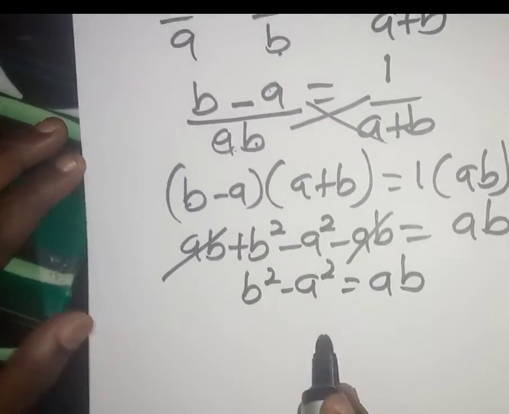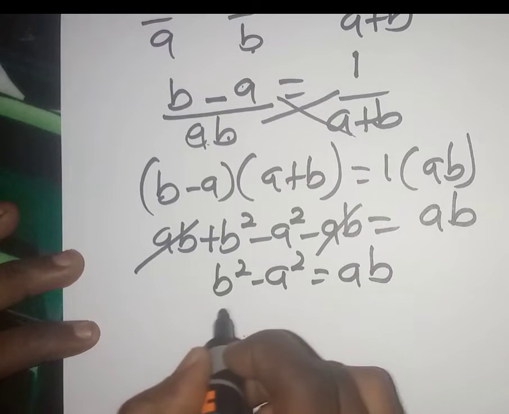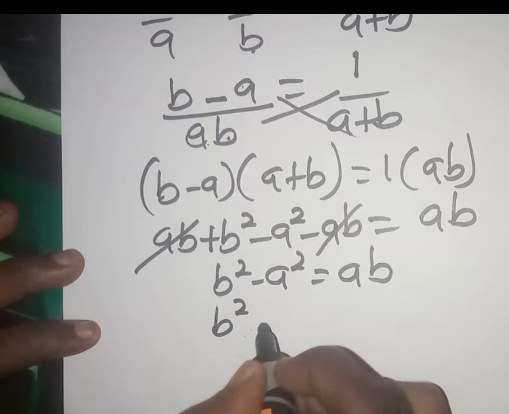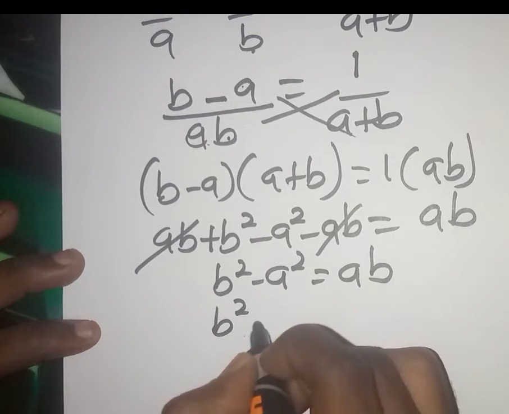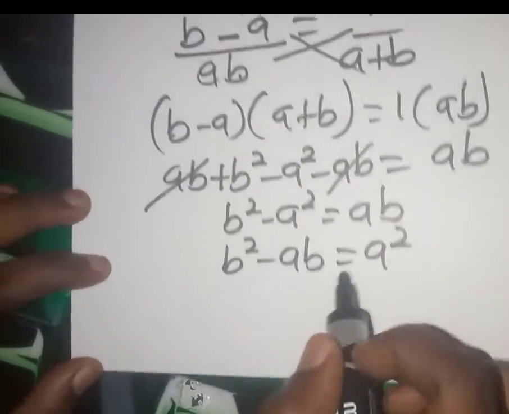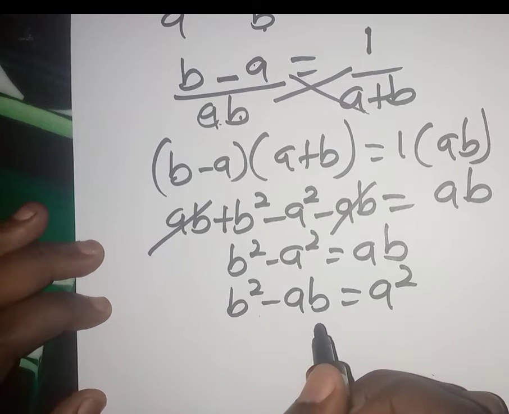Now what I can do here is to factorize, so we can go ahead and group like terms. So we have b squared, and then sending a squared to the other side, minus ab being equal to a squared. So we realize that from this portion we have this equation over here.